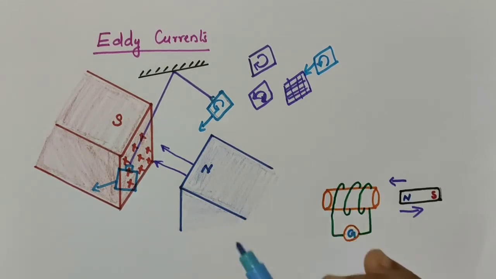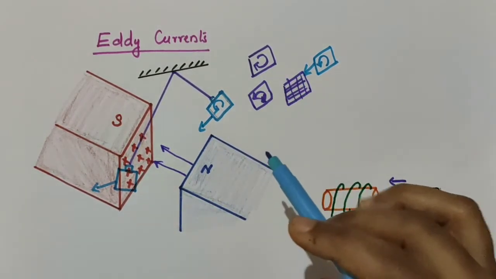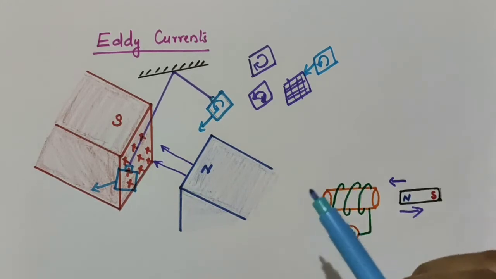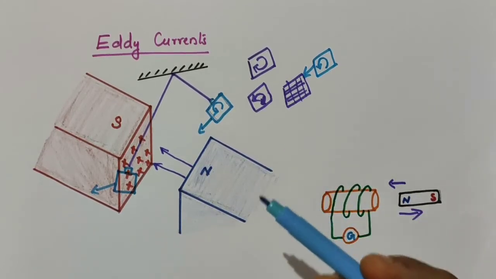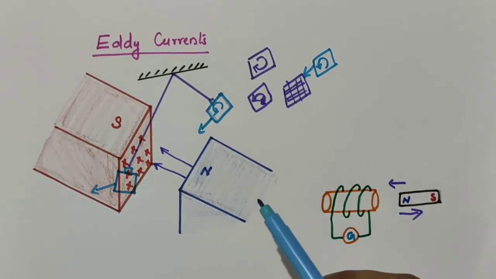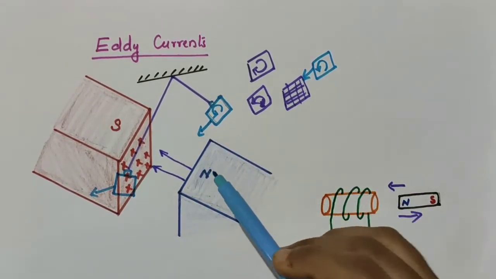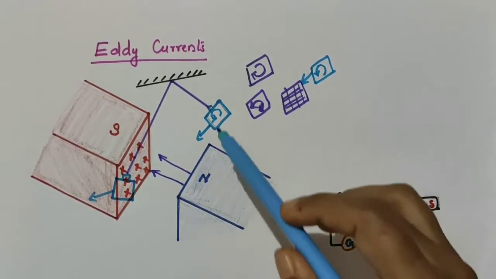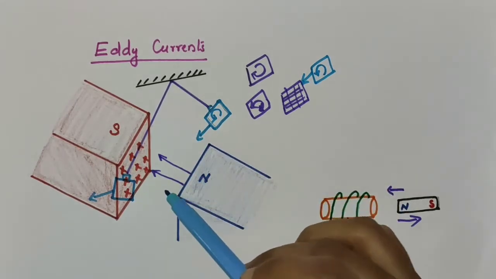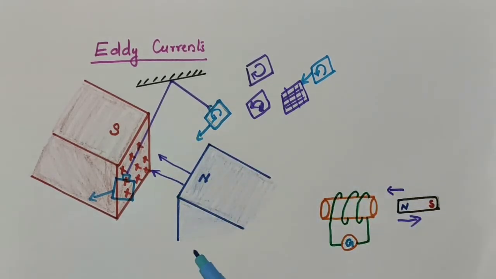Why did I say the direction of the eddy current is anti-clockwise? Because according to Lenz's law, the current is induced in such a way that it opposes the cause of it. We have discussed Lenz's law already. Here, eddy current is induced in the copper plate because of its motion into the region of magnetic field. That is, there is an increase in magnetic flux. So eddy current will be induced in such a direction as to oppose that increase in flux.